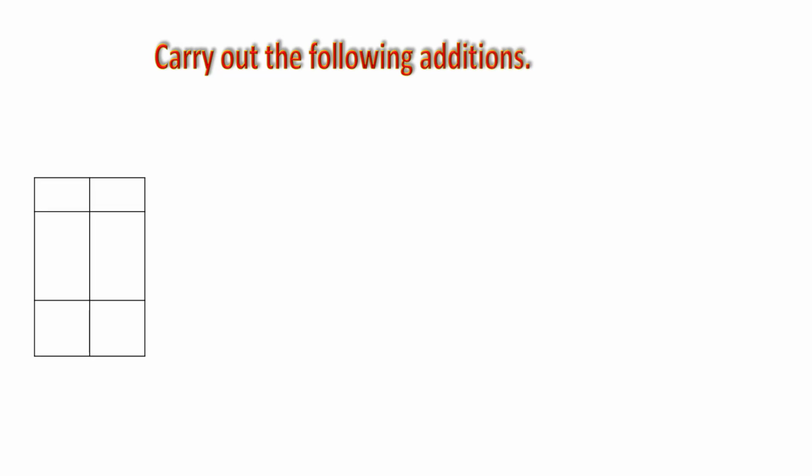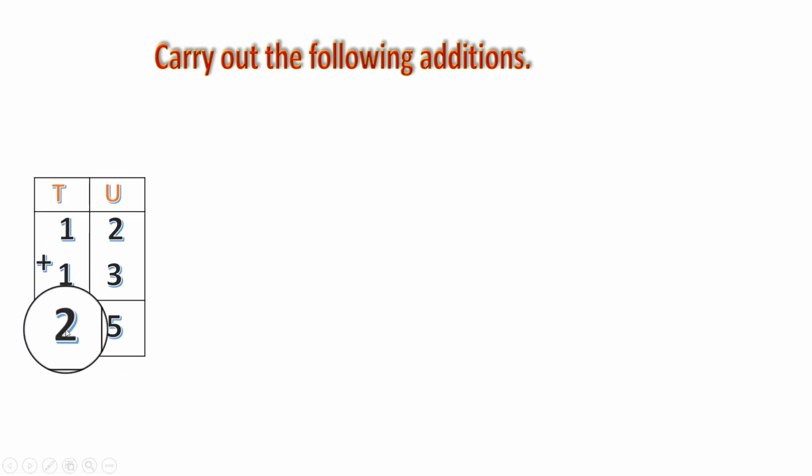Carry out the following additions. Solve the following example. Example number 1. T for tens and U for units. 1 ten 2 units plus 1 ten 3 units. 2 and 3 units, we get 5 units. 1 and 1 tens, we get 2 tens.